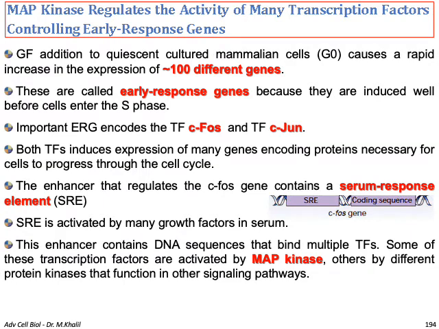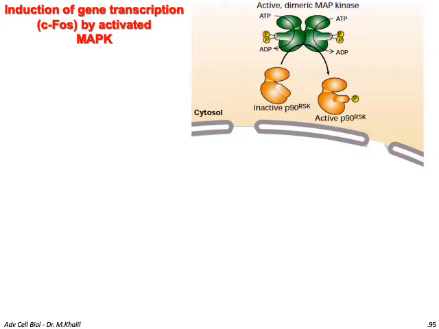These enhancers contain DNA sequences that bind multiple transcription factors. Some of these transcription factors are activated by the MAP kinase, which we just described, and others by different protein kinases that function in other signaling pathways. So you can see here we stopped at the MAP kinase, which is activated by MEK.